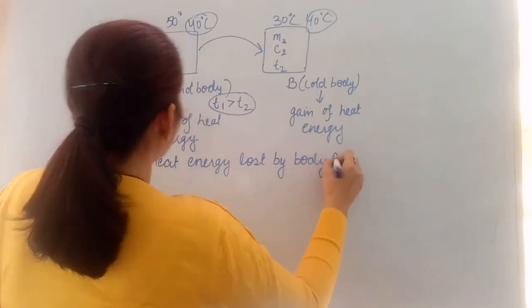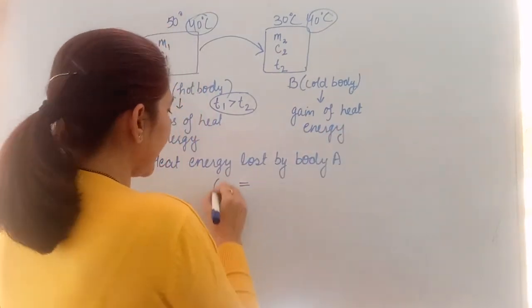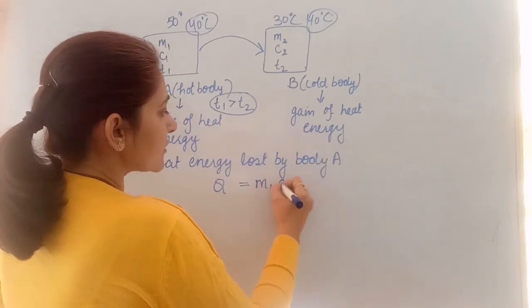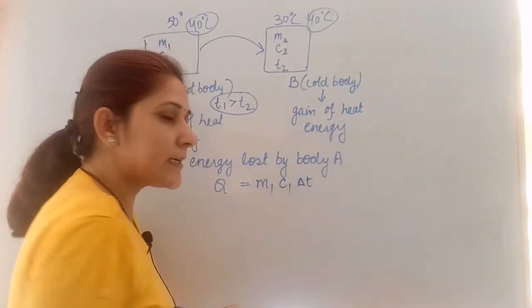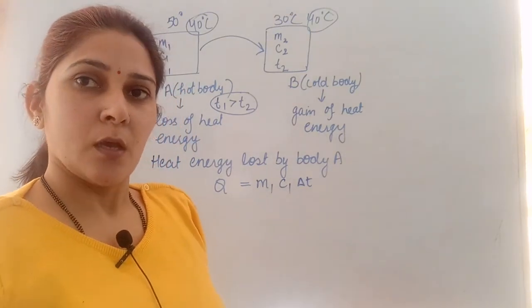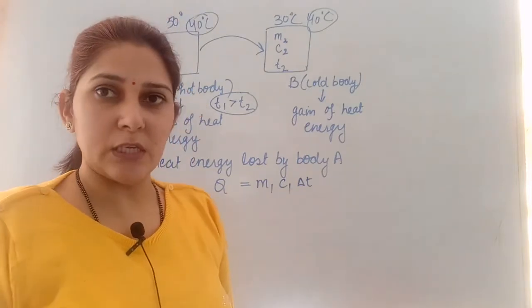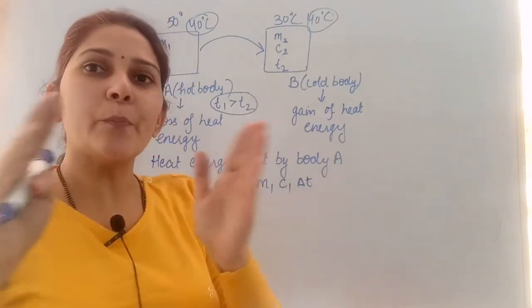Because this body A is losing heat, the heat energy lost by body A will be given by Q equals m1 c1 delta T, where m1 is the mass of body A, c1 is its specific heat capacity, and delta T is the change in temperature. Now, when both the bodies are in contact or mixed with each other, a final temperature will be attained.